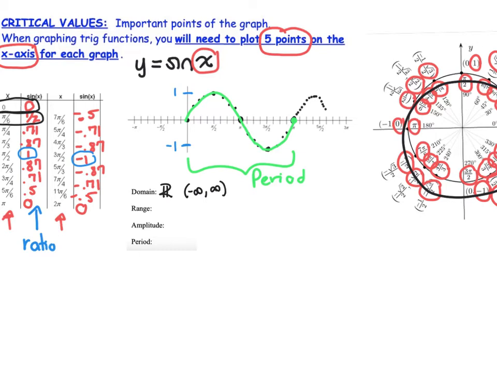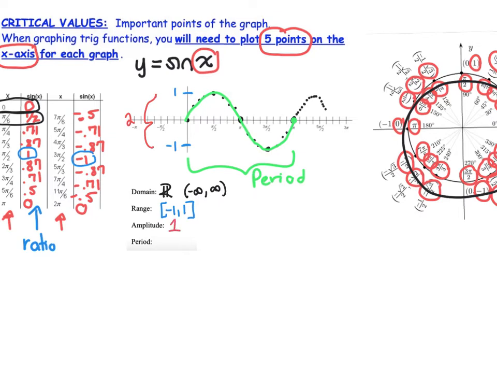My range, however, is limited. You'll notice that my highest and lowest y values were from negative 1 to 1, so my range is from negative 1 to 1. I don't go anything beyond that. Again, back to the unit circle. Remember, the unit circle has a radius of 1, which is why this happens. The amplitude is half the distance from the highest to lowest point. From negative 1 to 1 is a distance of 2, and if you take half that distance, the amplitude is 1.